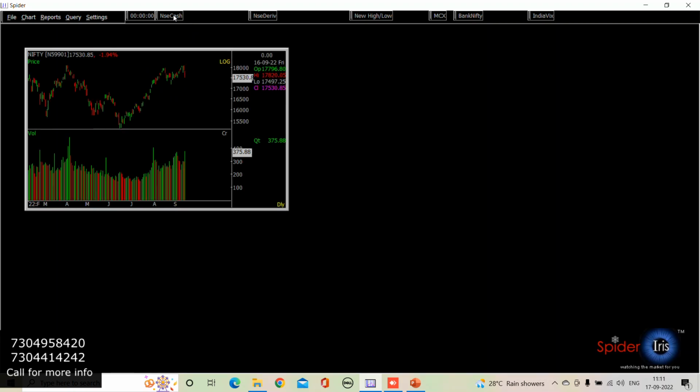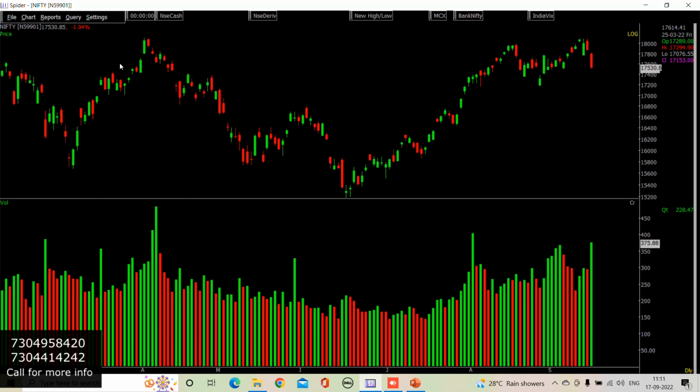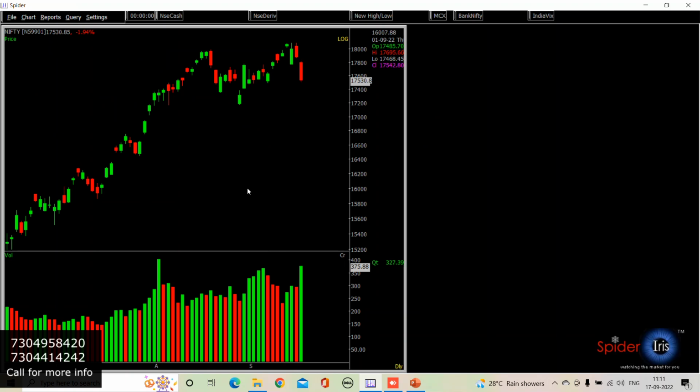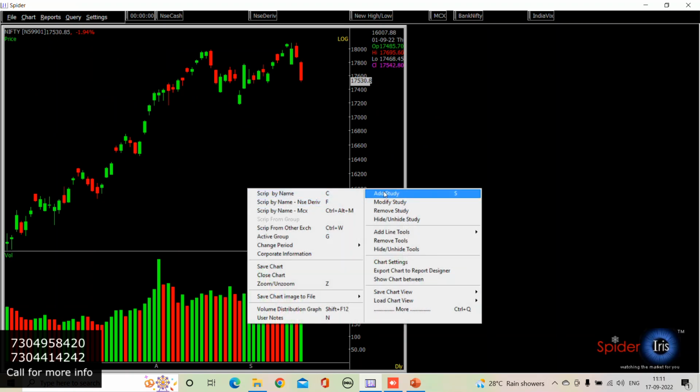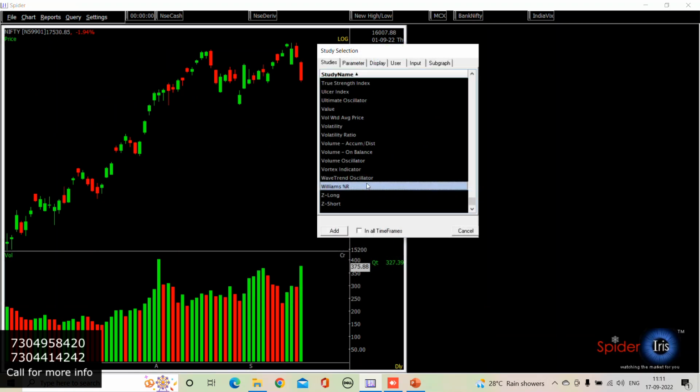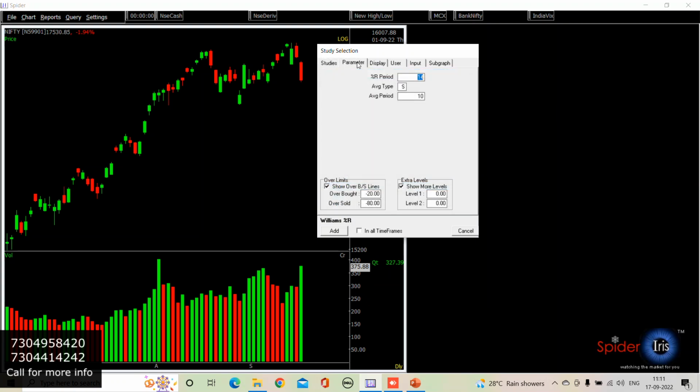Now let us see how to plot the Williams R indicator on the chart. Right click on the chart, select Add Study. Select Williams percent R indicator. By default, its parameter period will be 14 and its average period is 10. Overbought and oversold levels are minus 20 and minus 80. Midpoint level we will select as minus 50.